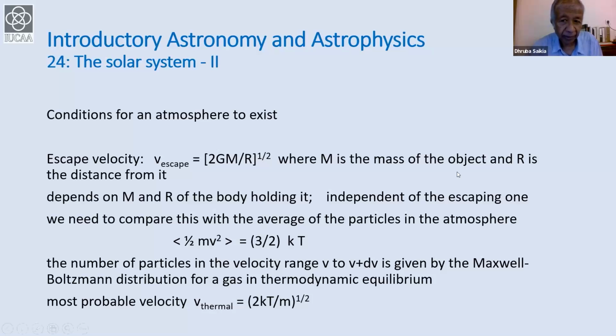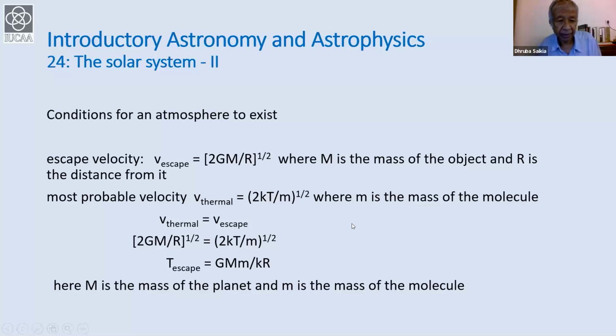Okay. Now one can equate these two and try and get the temperature at which the gas would escape. Escape velocity we have written, and a thermal velocity we have written, and we can equate these two and calculate and see what the temperature would be for it to escape. M is the mass of the object, capital M, and small m is the mass of the molecule that we are considering, all right?